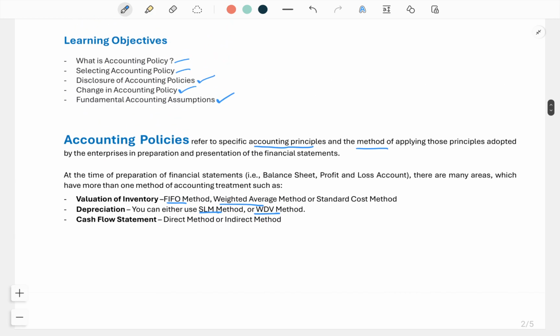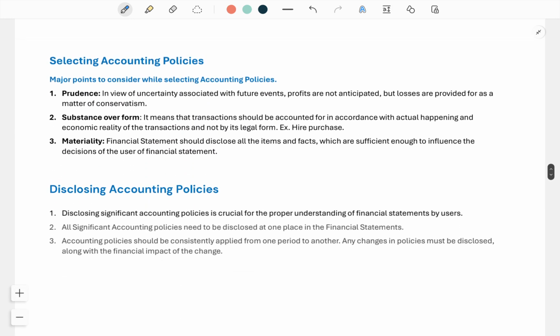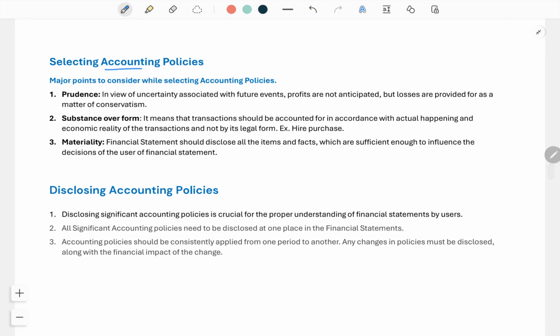So the company needs to select its own accounting policy based on certain criteria. I cannot say I will follow straight line method because it is easy to calculate. No. To select a particular accounting policy, there are certain criteria. We'll look into the criteria now. So basically, for selecting an accounting policy, there are three major criteria which need to be considered. Those three criteria are: number one, prudence. The company needs to consider the prudence concept while selecting the accounting policy.